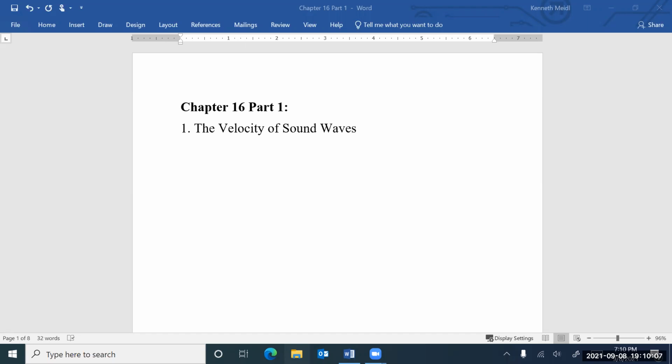Let's first take a look at the velocity of sound waves. Eventually we'll go to the laboratory and make these measurements. The velocity of a sound wave, you should remember from Chapter 15, what does the velocity of a wave really depend on? The velocity of the wave depends on the medium that the wave is going through. So I want you to recall something here, and let me start scribbling some stuff down.